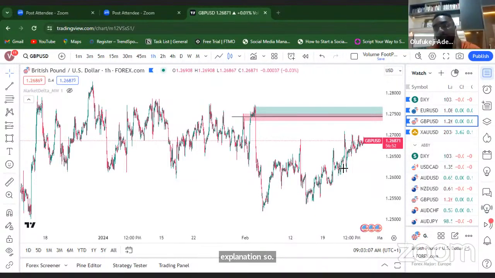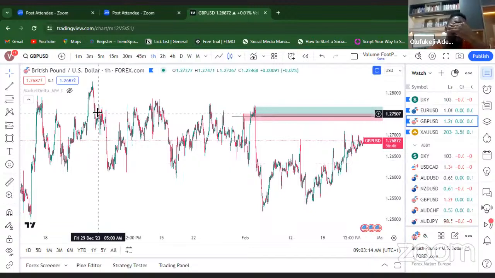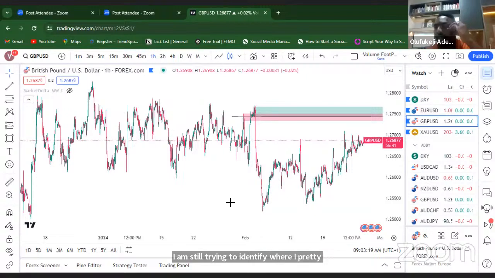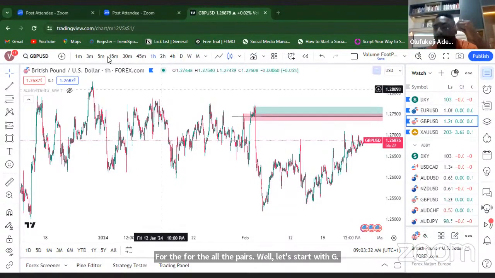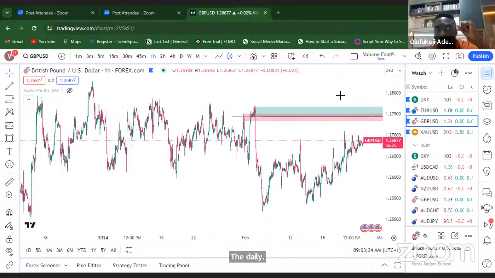Okay, so for me, okay, Potters FX is clear. All right. I pretty much agree with everything you said, but the level of ranging that I've been seeing, let's check the daily for all the pairs. But let's start with GU, the daily. Volatility has shrunk in the market in the last 2-3 weeks to 1 month.